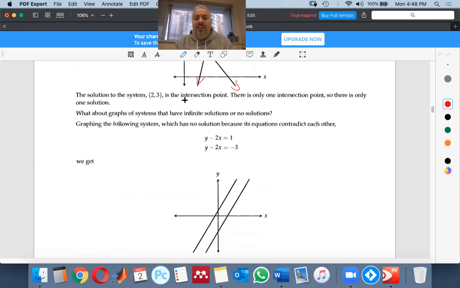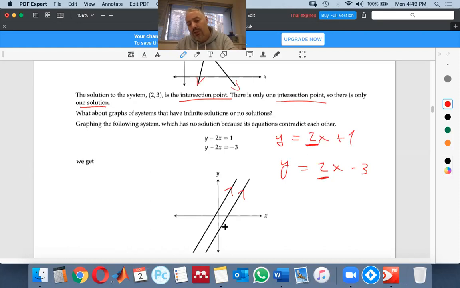For the solution to the system, the intersection point, there's only one intersection point, so there's only one solution. When you have two lines, there could be one intersection point, no intersection point, or infinitely many intersection points. No intersection point means they are parallel to each other. What does parallelism mean? There are lots of ways, but one of them is that the slopes must be equal to each other, 2 and 2. Slopes are equal, y-intercepts are different. We taught this.